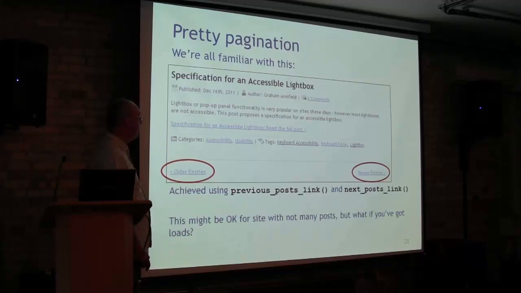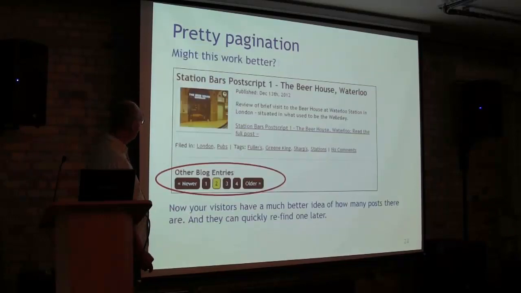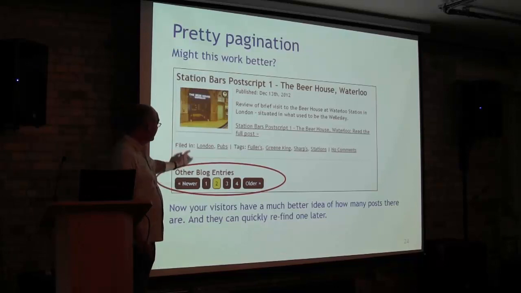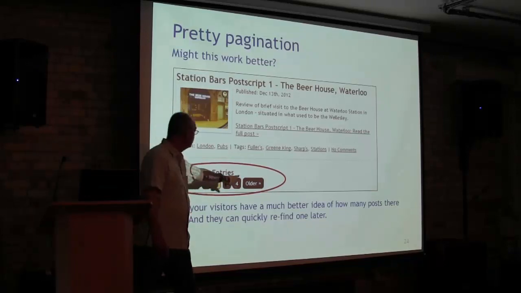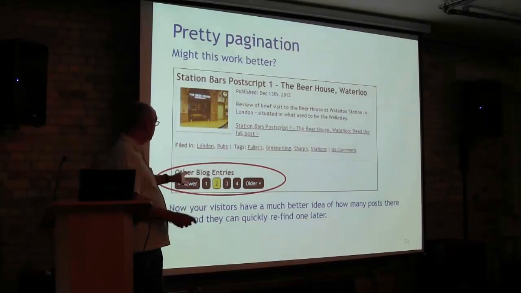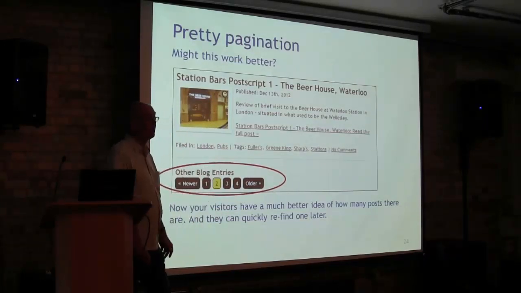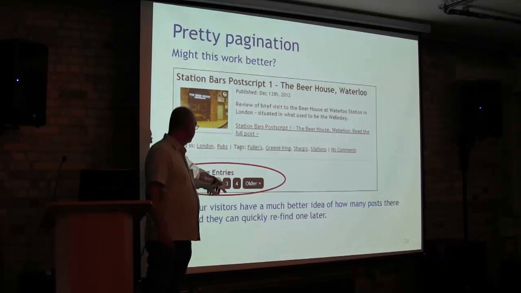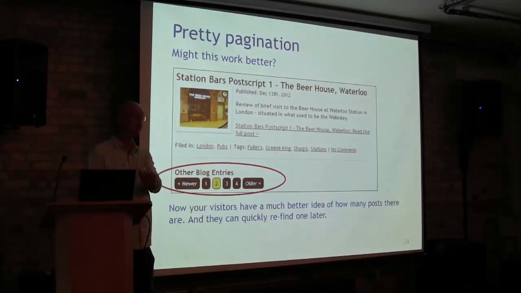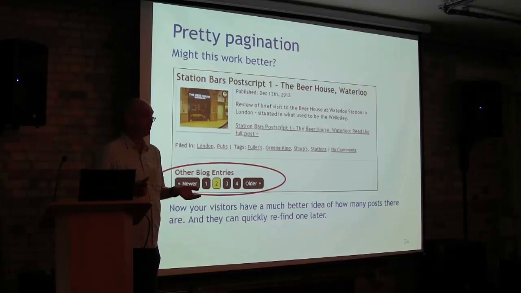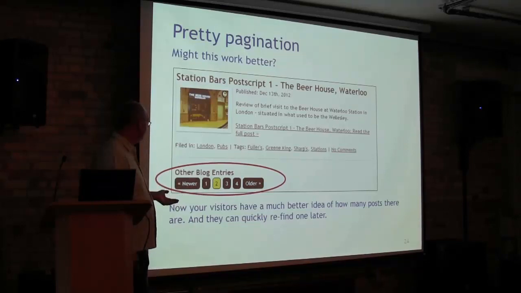This might be okay for a site with not many posts, but what if you've got loads? Here's perhaps a better way of doing it, where you've got the item itself, and then at the bottom of the page, you've got the newer and the older link that we had on the previous example, but for every actual page of results, you've got a link to that page, so people can go straight to that particular page if they want to. And it also gives them an idea about how many posts, how many items we've got to deal with, at the bottom there.